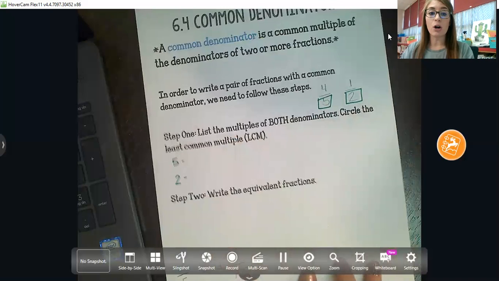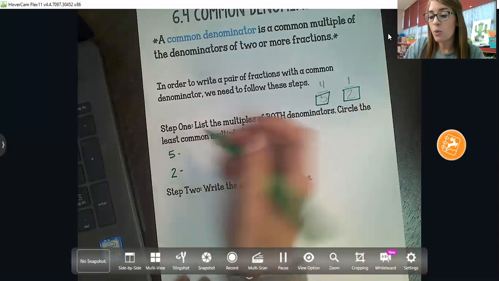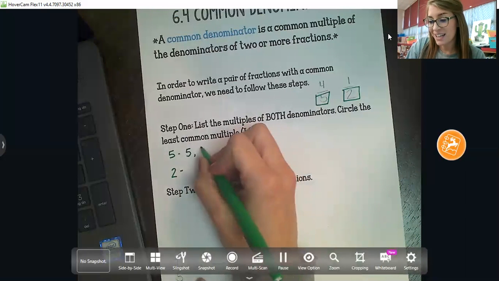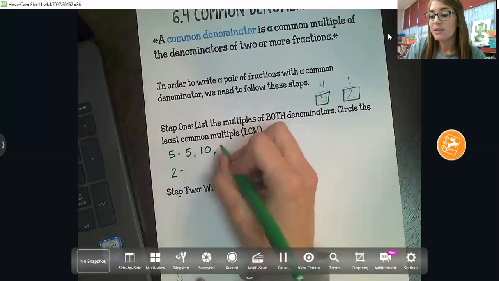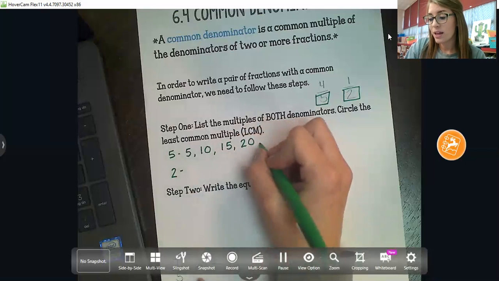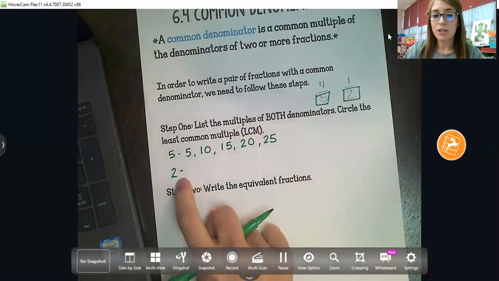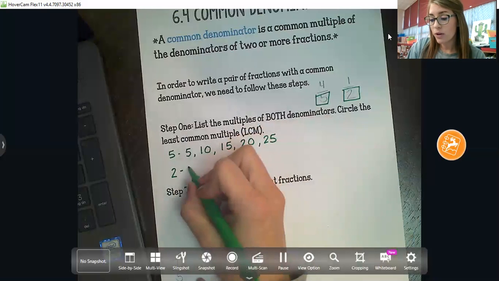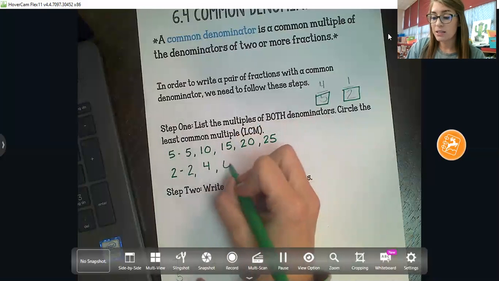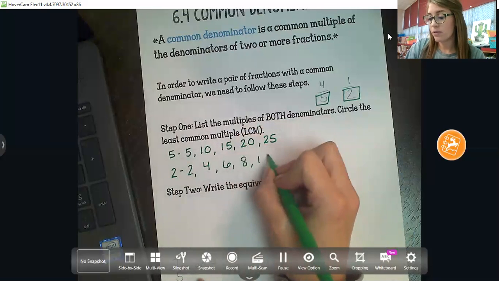Remember, multiples are when we're multiplying out. 5 times 1, 5 times 2. Okay, so we've got 5. Then what would be next? 10. And then, good, 15, 20, and 25. Very good. All right, let's go now with 2. We've got 2, 4, 6, 8, and 10. Very good.